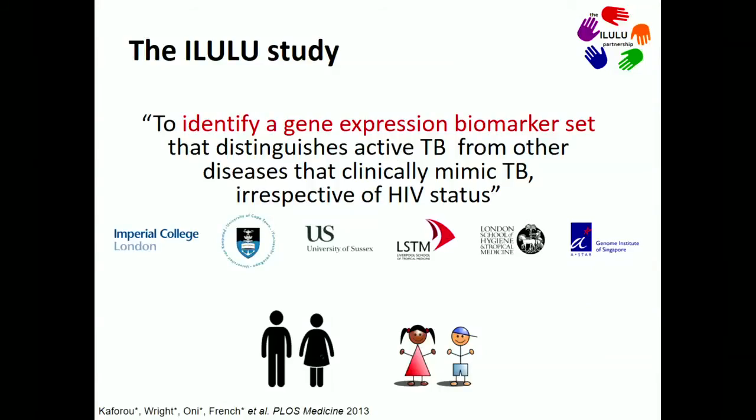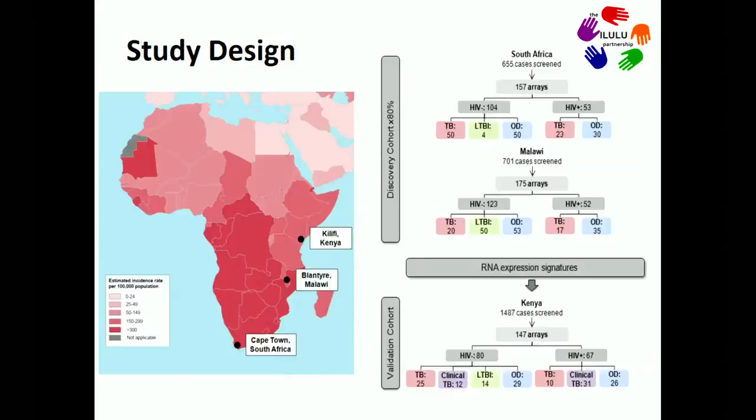So today, I'll focus on our study, the ILULU study. A consortium came together in 2006 with a big vision of identifying a gene expression biomarker set that would be able to distinguish active TB from other diseases that clinically mimic TB, irrespective of age and HIV status. The adult data were published in 2013, and today I'm going to focus on the pediatric data.